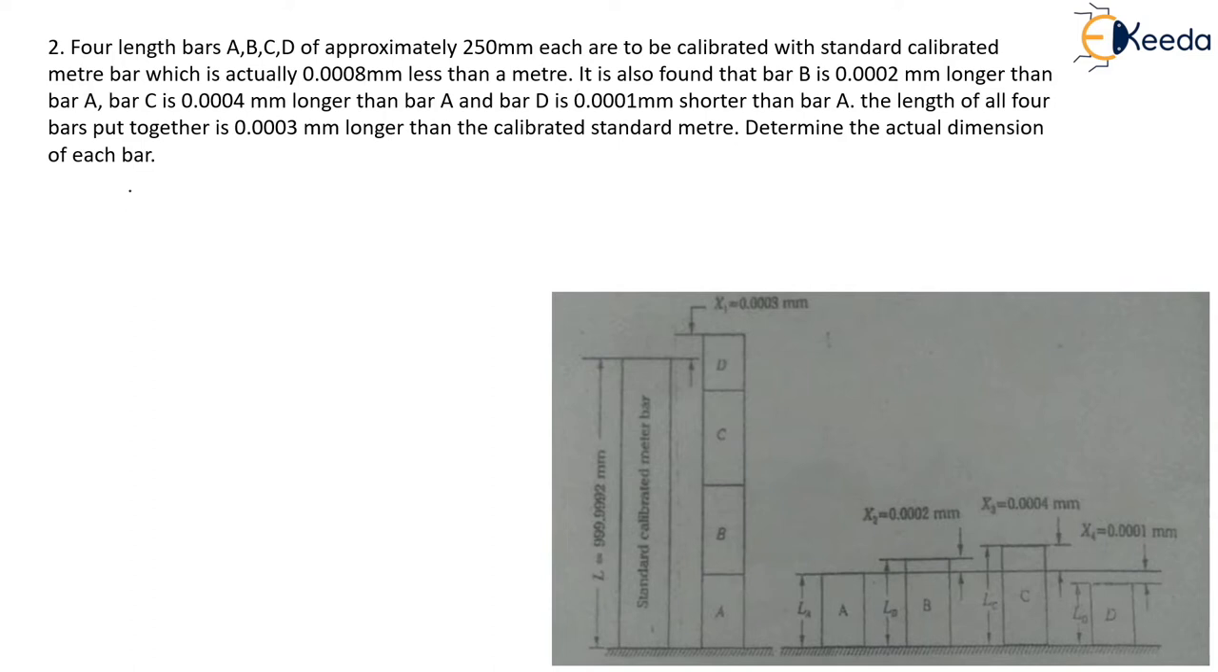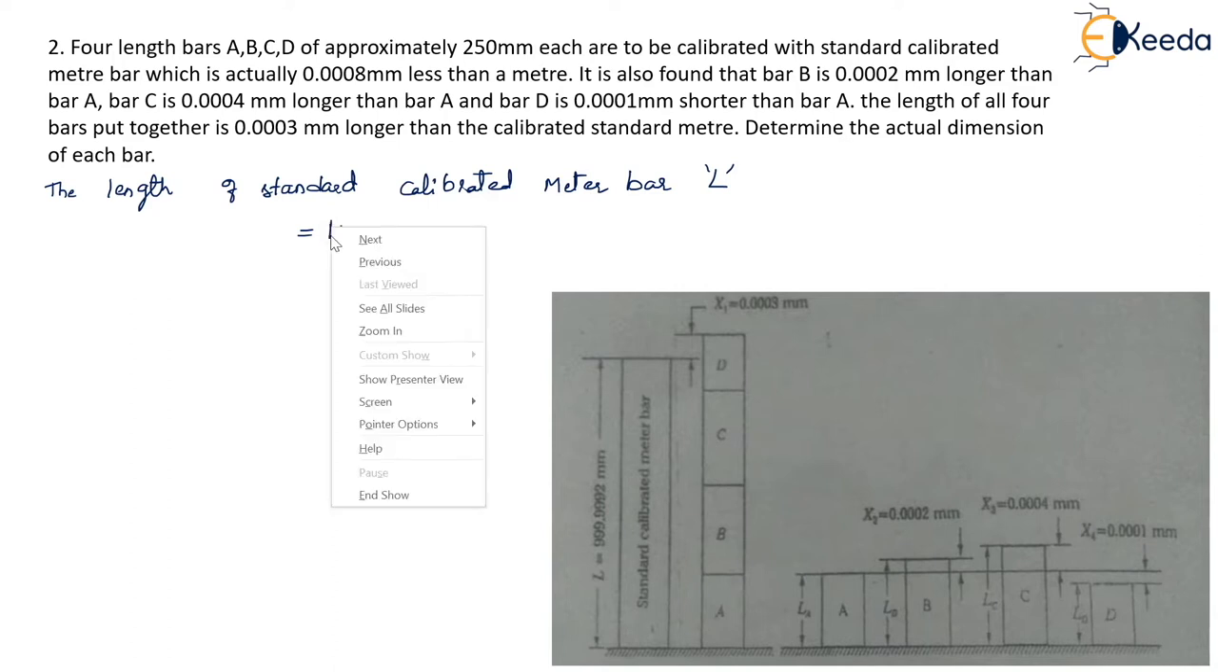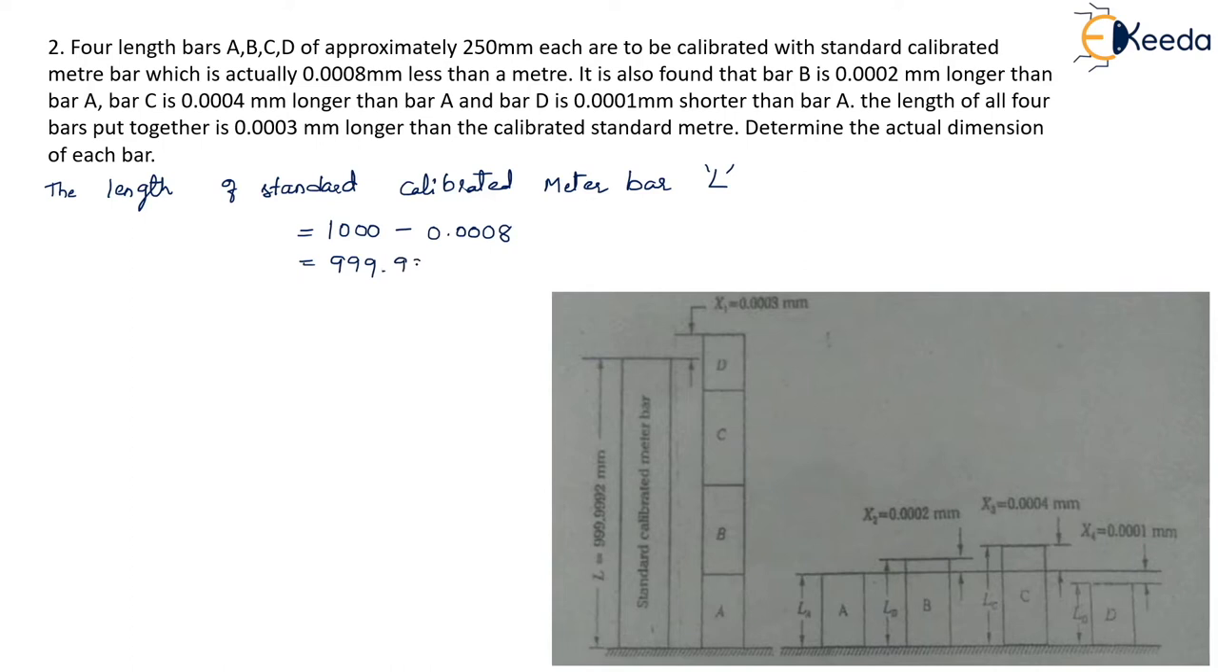So we can write that the length of the standard calibrated meter bar, let us consider it as L, as shown in this figure. So 1 meter is equal to 1000 mm. It is 0.0008 less than 1000 mm. So L is 999.9992 mm. So this is the value of L.